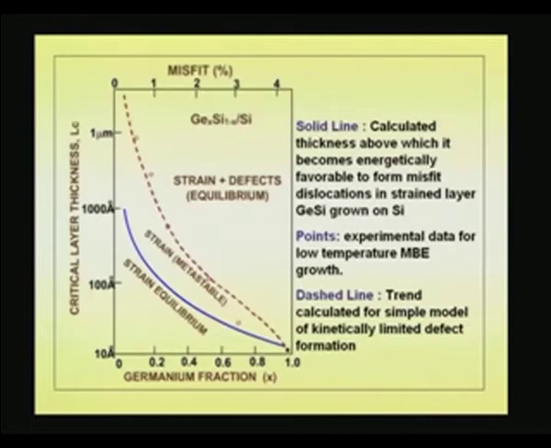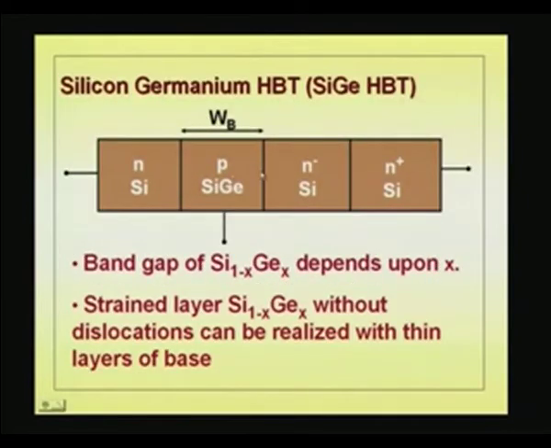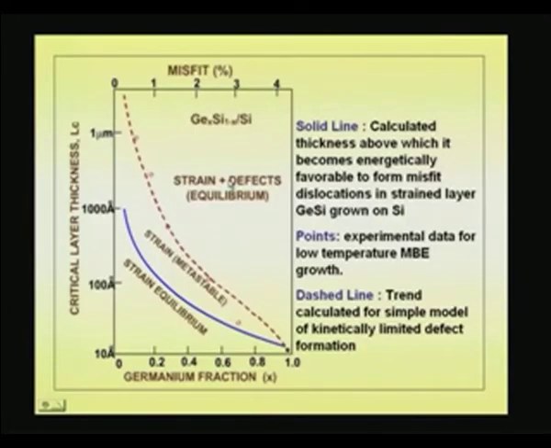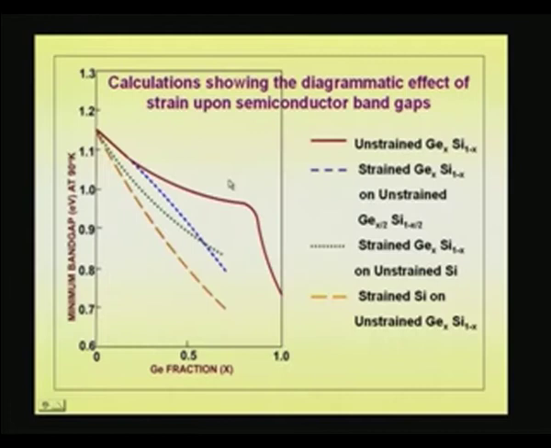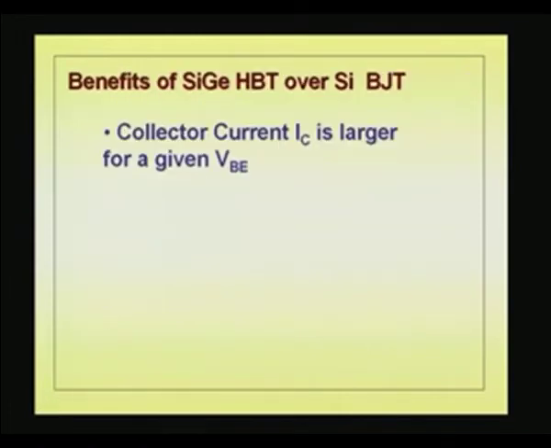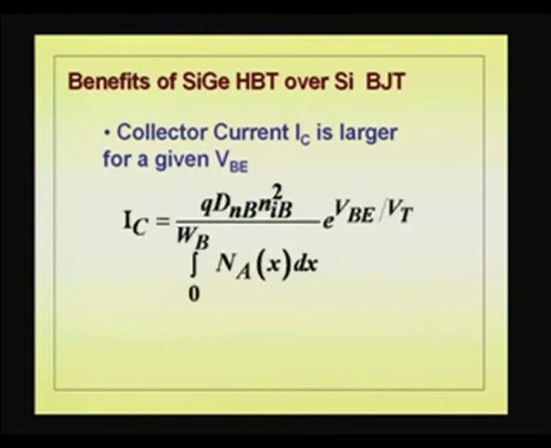Now, let me go back to this diagram. You can put a layer of 1000 angstroms very comfortably, with base width 1000 to 2000 angstroms, which has a band gap smaller than that of the emitter. Now, compared to the silicon NPN transistor, if you change over to a silicon germanium base, what benefit do you get? We have seen already, you can dope that region heavily. Apart from that, even in gallium arsenide based devices, that holds good. Collector current IC is larger for a given VB. How do you say so?